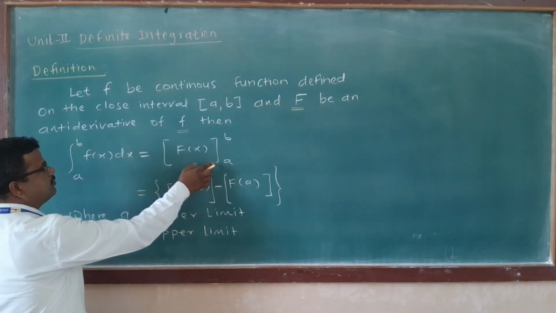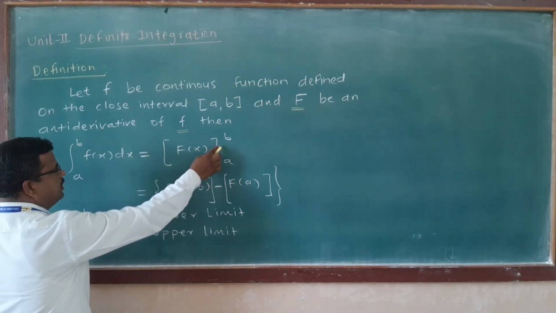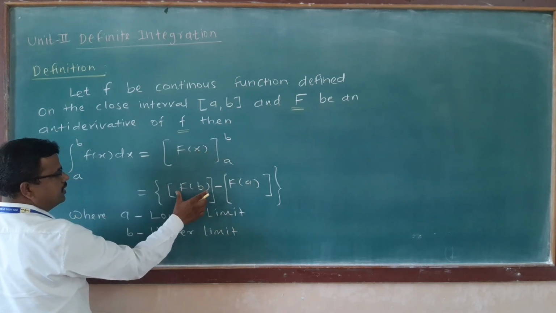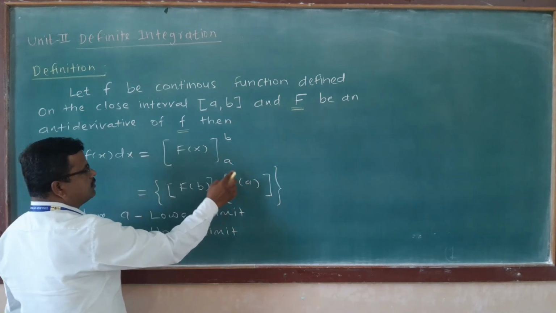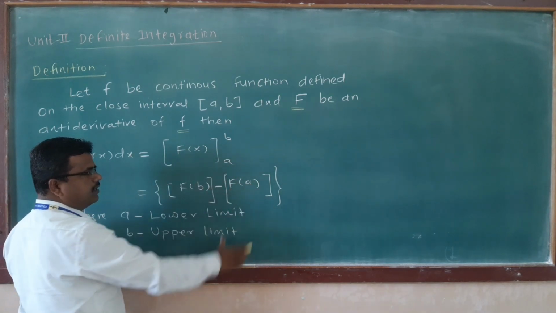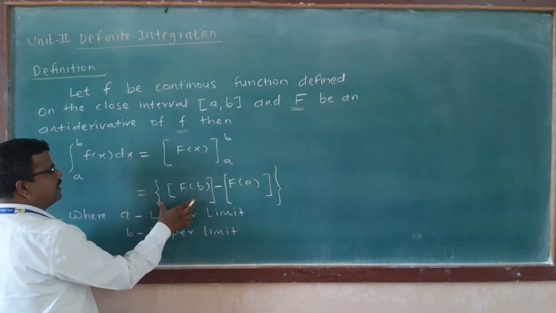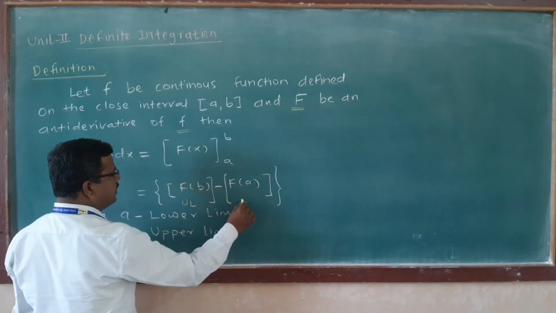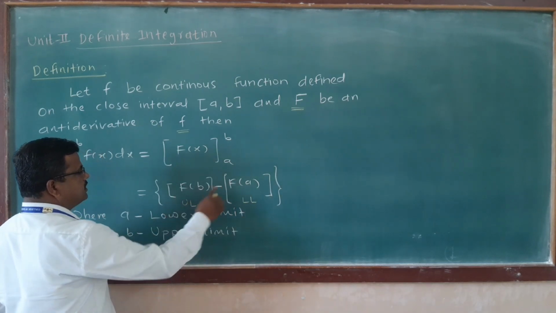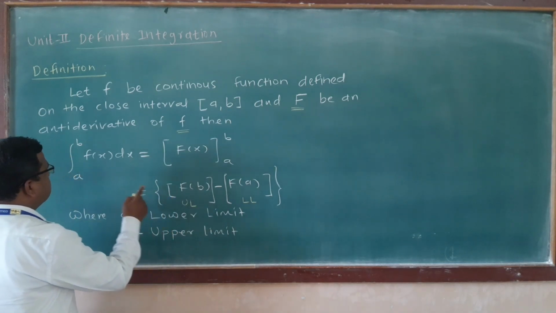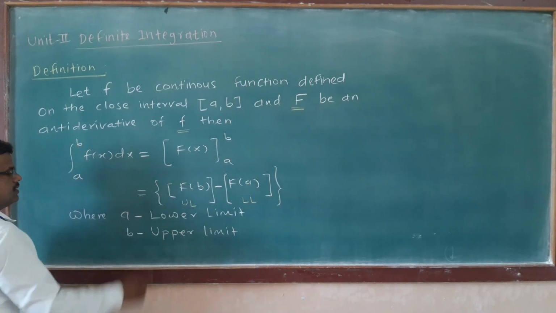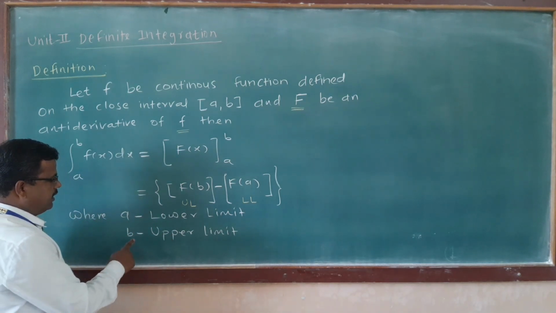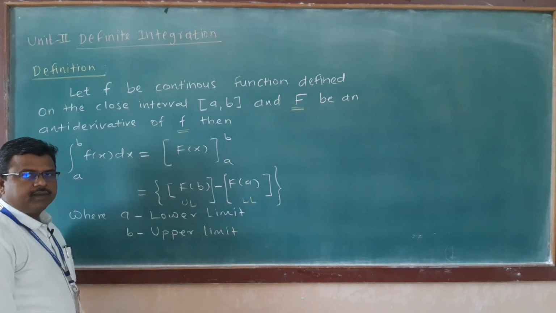And how to find value of this integral of f of x from a to b? Put upper limit, x equal to b, F of b, minus put lower limit x equal to a, F of a. So inside curly bracket, first square bracket for upper limit minus second square bracket for lower limit, and simplifying this we will get the value of integration a to b f of x dx. Remember, this a is called the lower limit and b is called the upper limit.